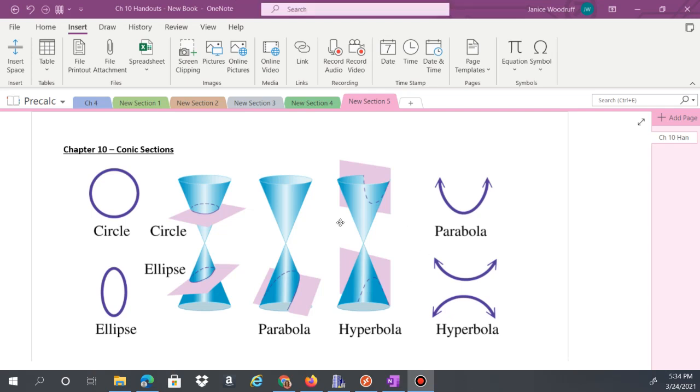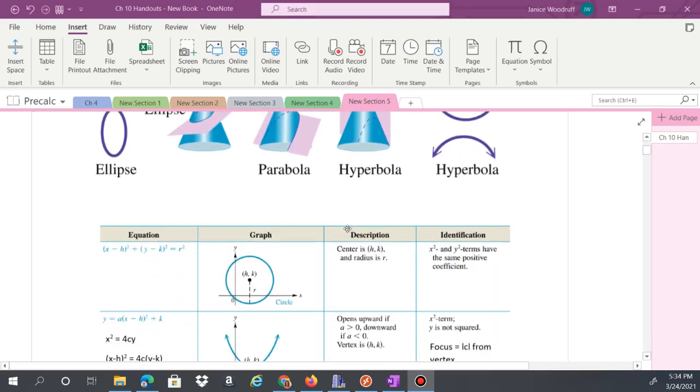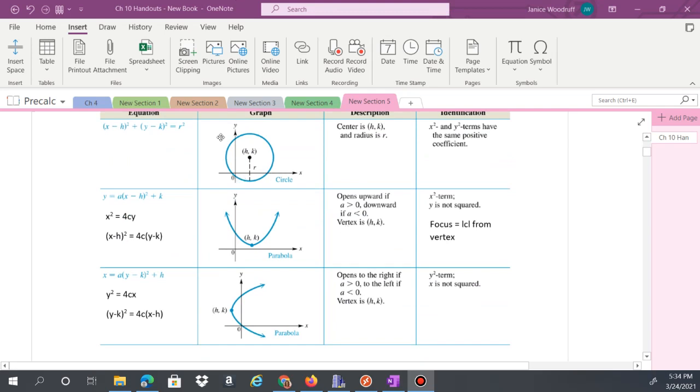Recording. All right, so let's look at the formulas for these shapes. So our circle equation is going to look like this. We have (x - h)² + (y - k)² = r². So (h, k) is going to be the center of the circle, and then r is your radius.